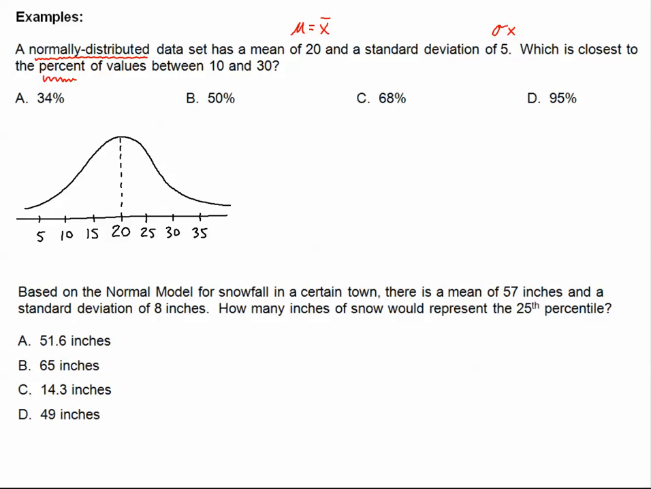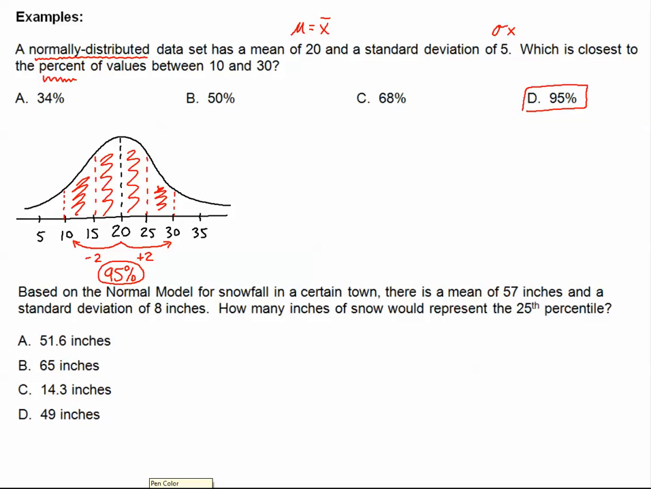Now I'm asked to find the percent of values in between 10 and 30, which I can see now are right here and here. So we're talking about these 4 regions of our normal curve. The percent of data here, here, here, and here all together. Well, you can see that 30 is exactly 2 standard deviations above my mean, and that 10 is exactly 2 standard deviations below my mean. And from our empirical rule, this represents 95% of our data. So we have our answer, D.